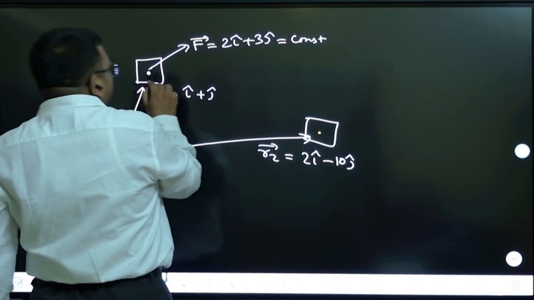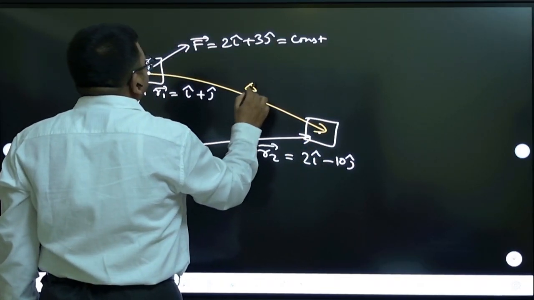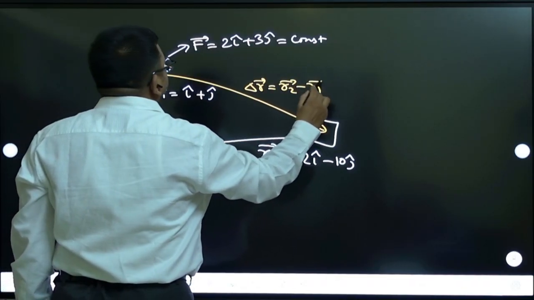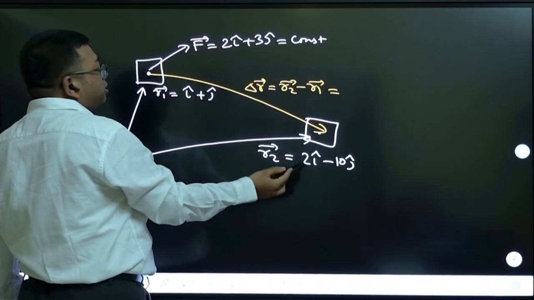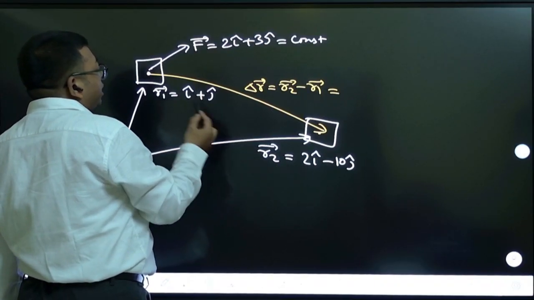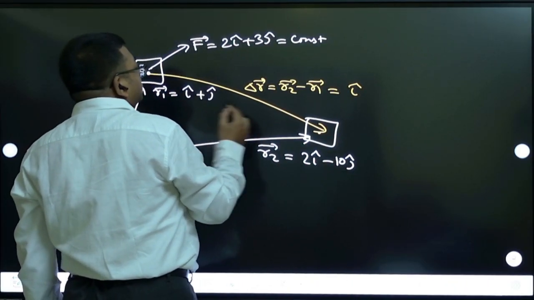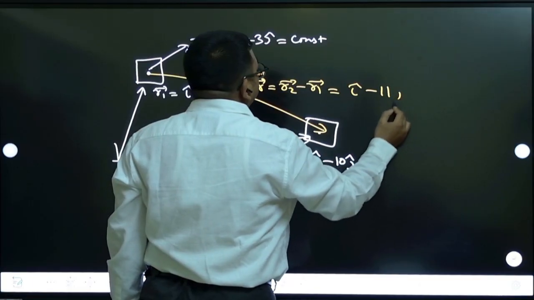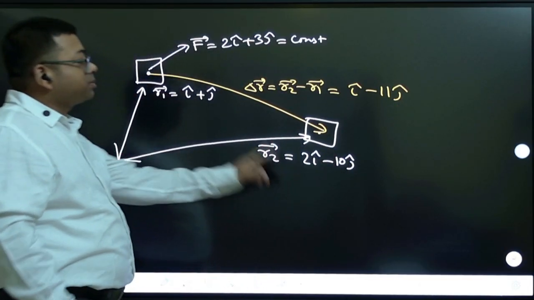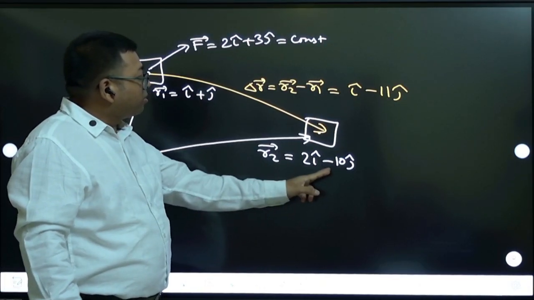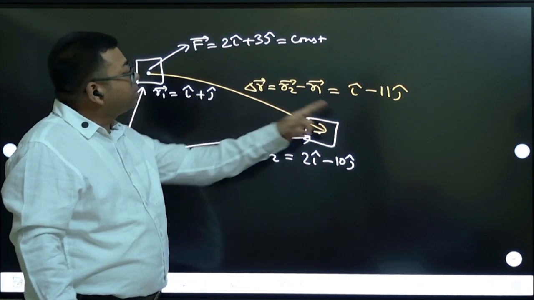So displacement you calculate first, delta r vector. Delta r vector is r2 vector minus r1 vector. So we can subtract r2 minus r1. Component-wise subtract: 2 minus 1 will become 1 i cap, and minus 10 minus 1 will become minus 11 j cap. I hope you understand this. We are subtracting the coordinates, so 2 minus 1 is 1 and minus 10 minus 1 becomes minus 11.